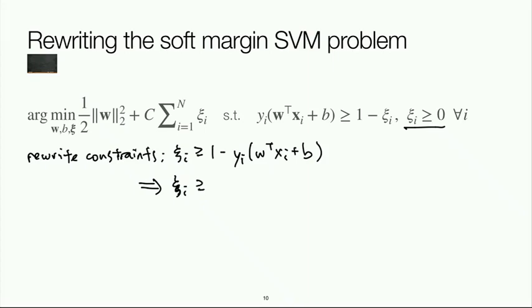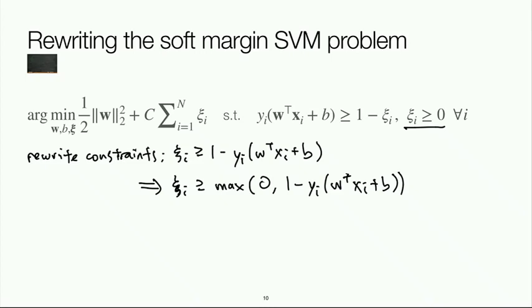Xi_i greater than or equal to the maximum between these two things: 0 and 1 minus y_i (w transpose x_i plus b). Okay, this single constraint is the same thing as the two constraints that we had before, because xi_i has to be greater than both of these things.